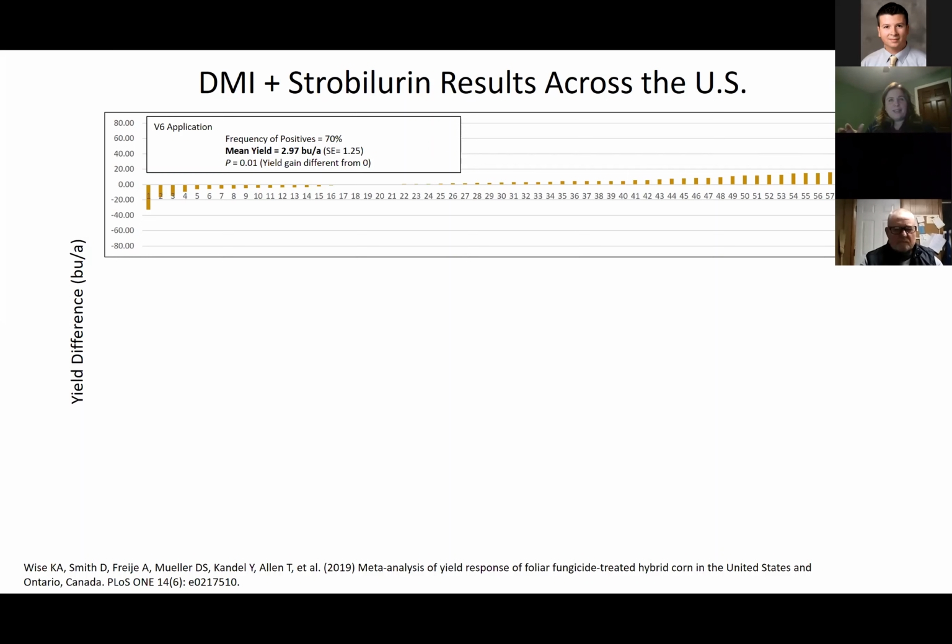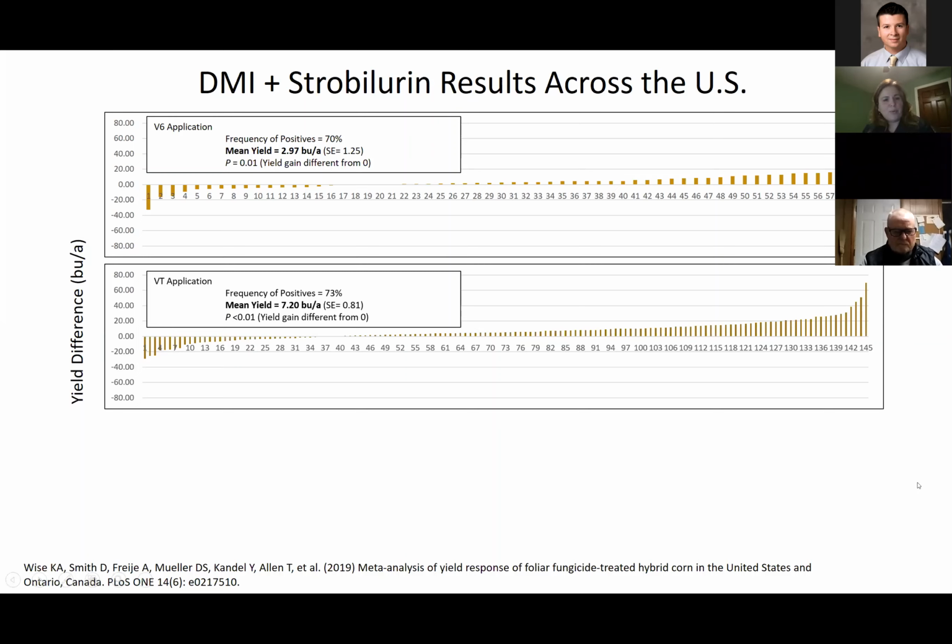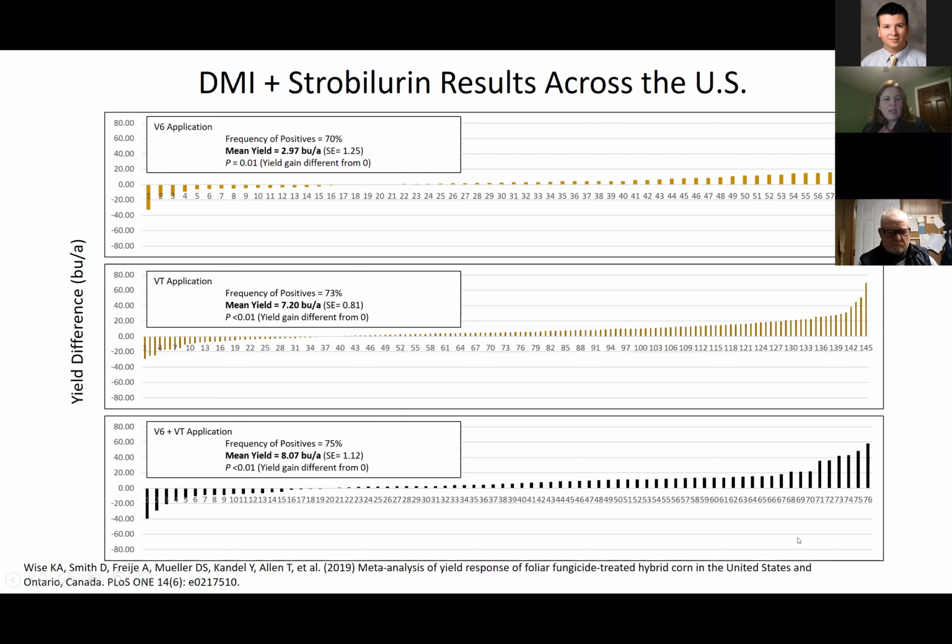If we look at the VT application, about 73% of the time there was a positive yield benefit, with that mean being about 7.2 bushels per acre. So here, yes, you can see that the VT application timing is more ideal than an earlier application at V6. Again, the V6 would have run out of steam by the time many of our pathogens are active later in the season. And then looking at that combination of V6 plus VT, about 75% of the time there was a positive yield response, with about 8 bushels per acre.